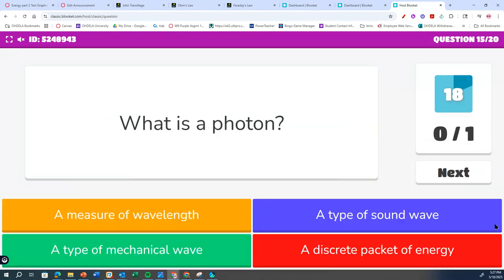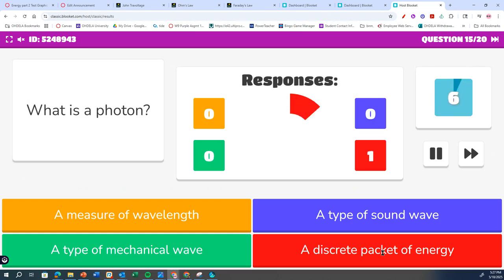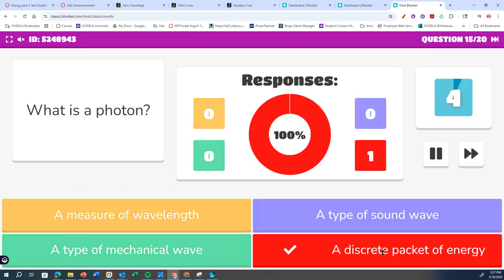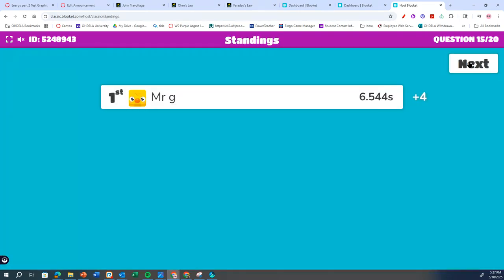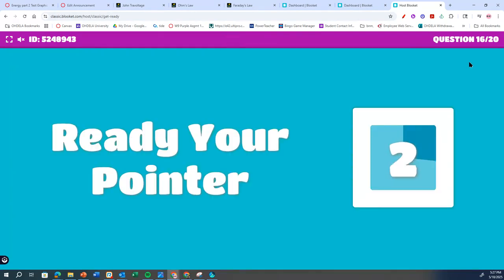What is a photon? It's a discrete packet of energy. So light, a photon, can hit metal and cause electricity to happen. It creates electrical charges when it hits certain metals.